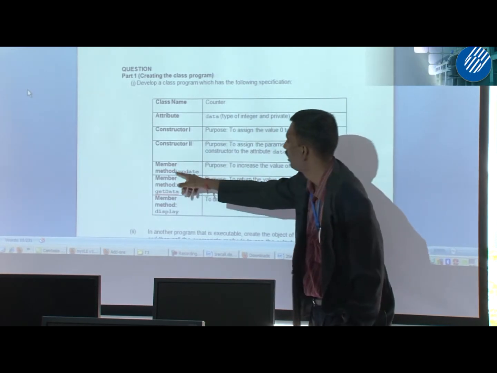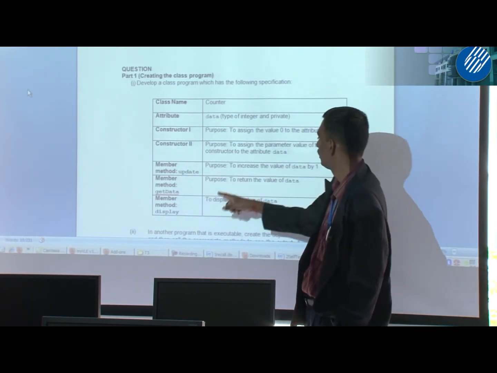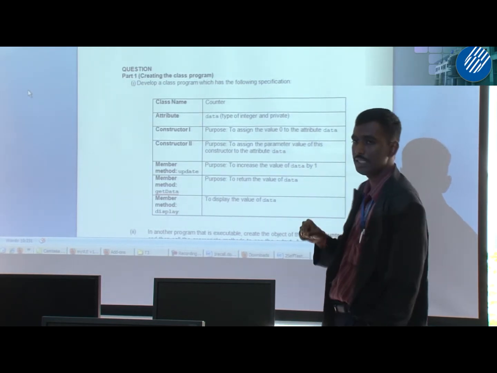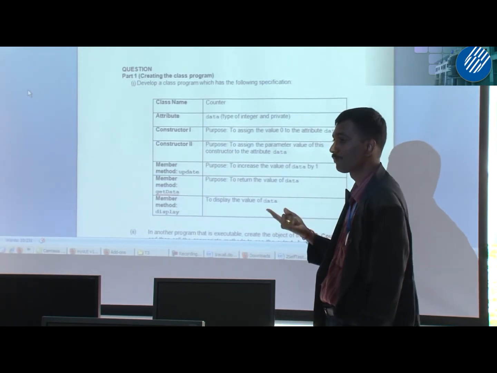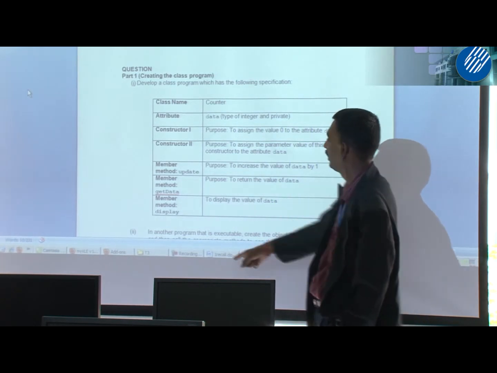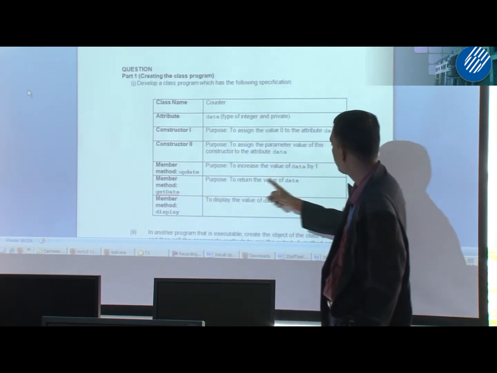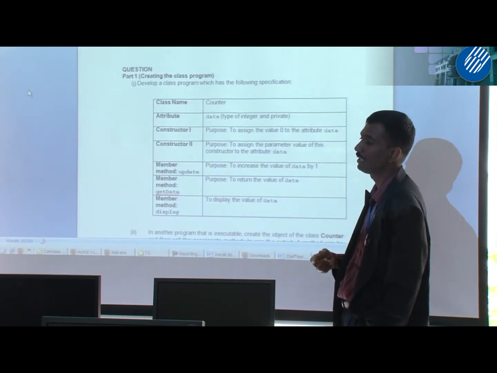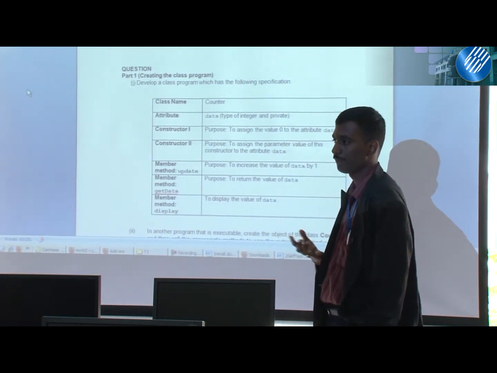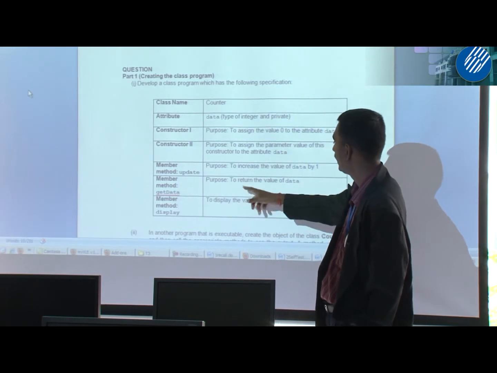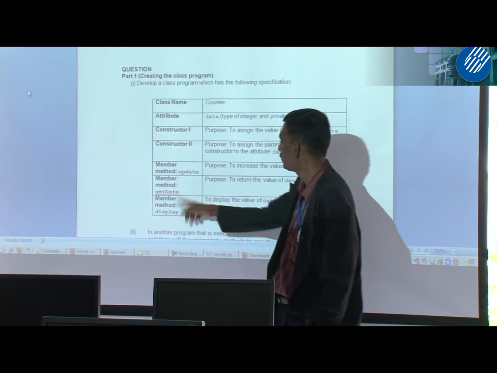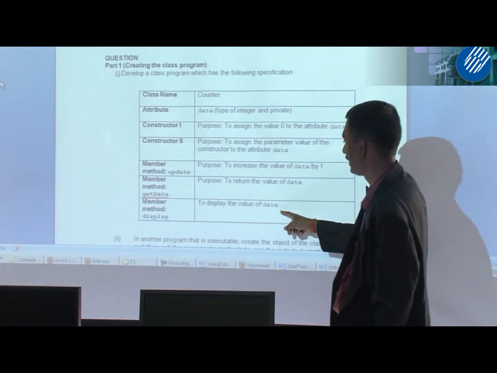First method, update, to increase the value of data by 1. If data now is 3, when you call update, it becomes 4. Correct. Get data returns the value of data. Means if the value of data is 4 and you call the method get data, you will get 4.